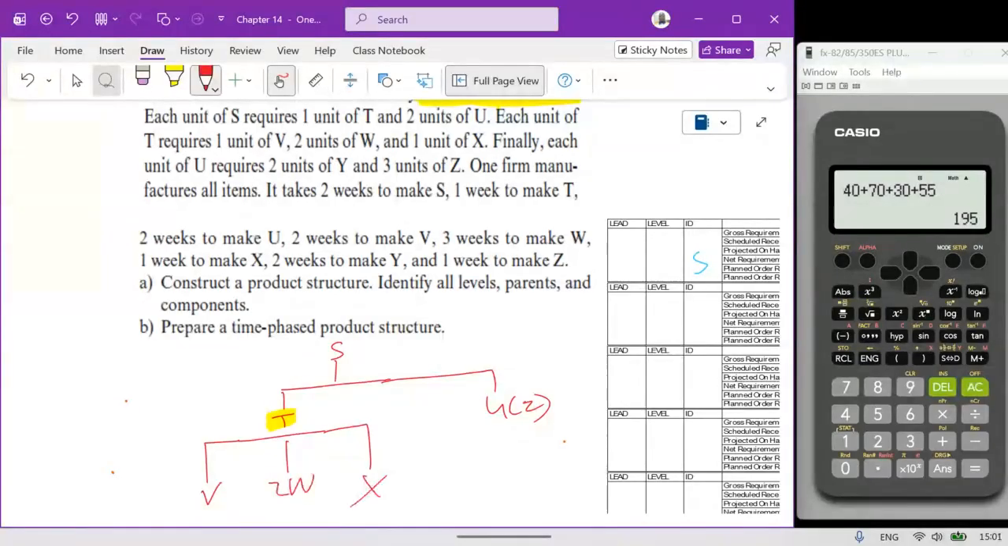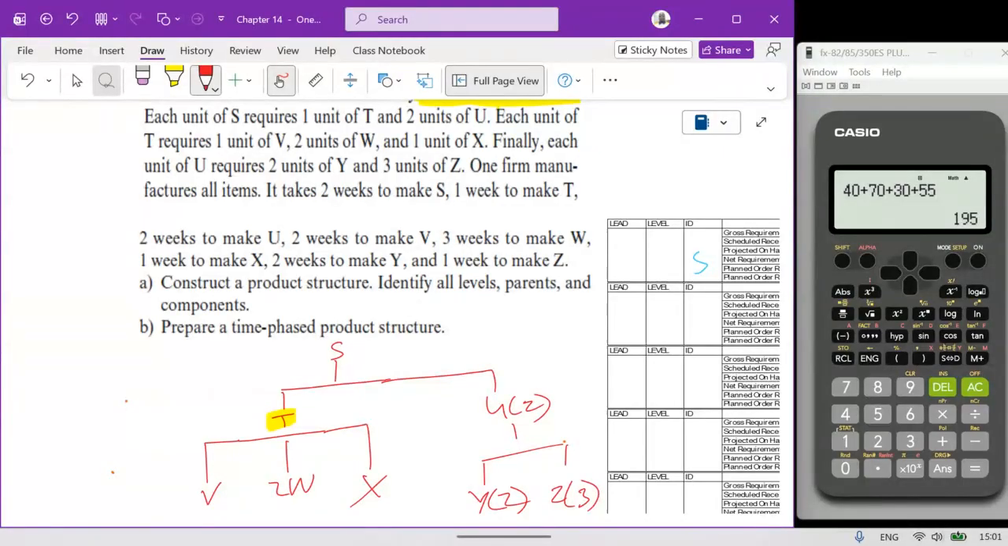Move right along. U requires 2 of Y and Z. That's good. Y, 2, Z, 1. So just like that, you are ready. Sir, it's 3 units of Z, not 1. 3, yes? Thank you so much. 3.